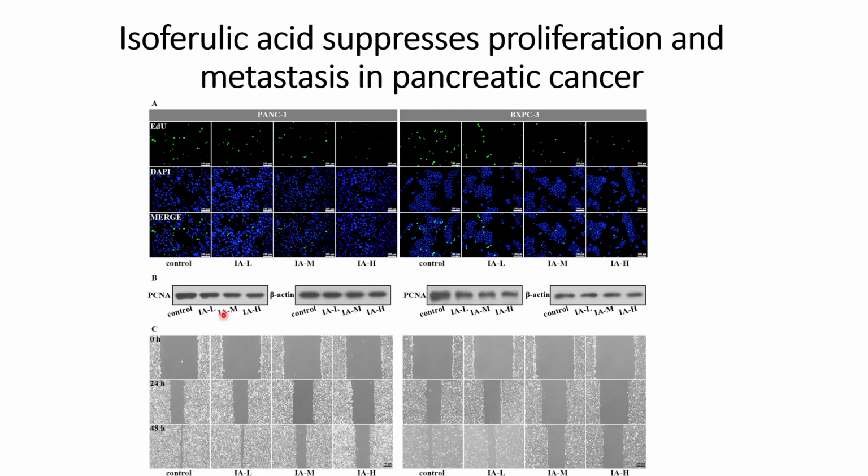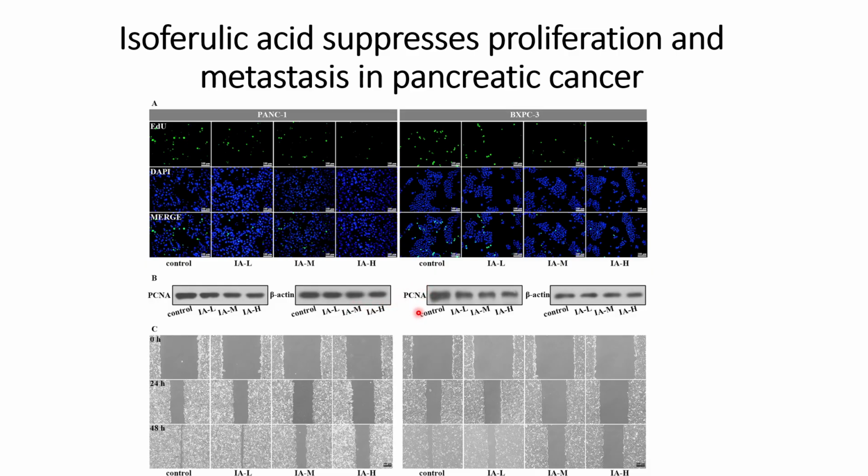After validating their hypothesis using the EDU assay, they also wanted to check it using PCNA. PCNA also works in a similar way. That is, it is expressed higher in cells which are proliferative and metastatic in nature. In the controls, they can see that the amount of PCNA is higher compared to when the cells are treated with isoferulic acid. And with increase in the concentration of isoferulic acid, the PCNA amount also goes down. As a loading control, we have used beta-actin, and its signals remain the same in all the cases.